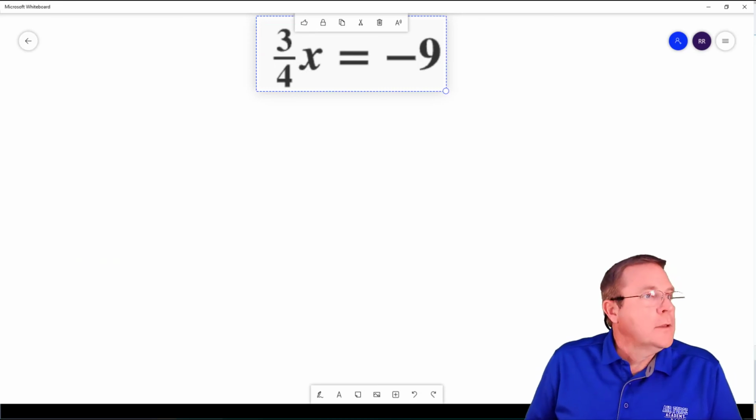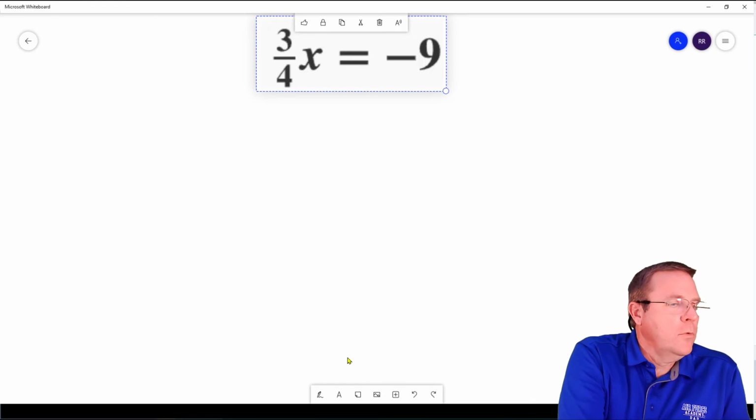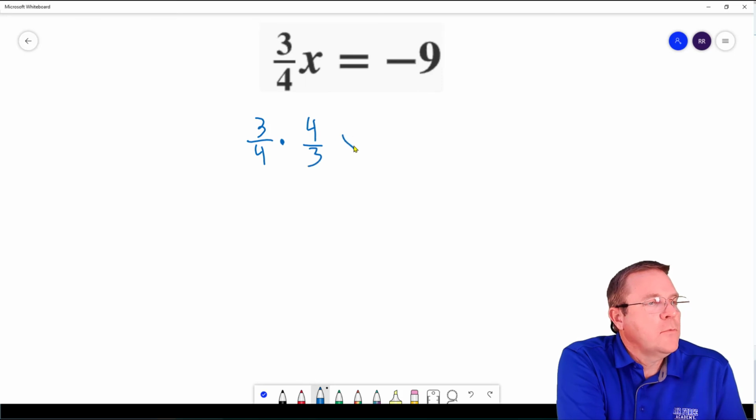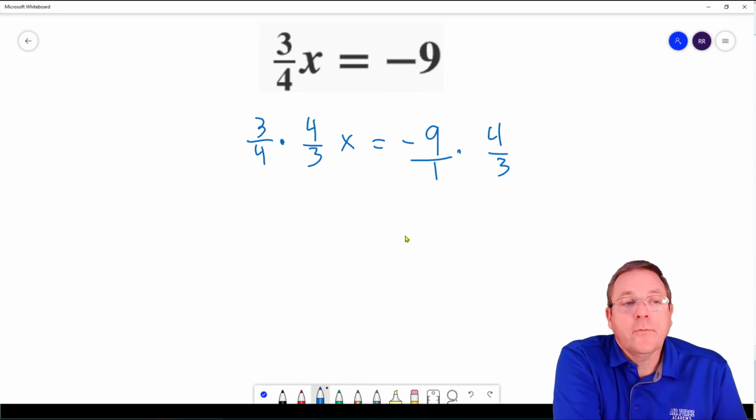All right, my turn again. We have 3/4 times x is equal to negative 9. Your variable is x. X's friend is 3/4, and 3/4 is multiplying x. So the opposite of times 3/4 is going to be to divide by 3/4, and dividing by 3/4, if we keep, change, flip it, means to multiply both sides by the reciprocal. So I'm going to do times 4 over 3 on the left, and then on the right I'm going to do negative 9 times 4 over 3, making negative 9 an improper fraction.